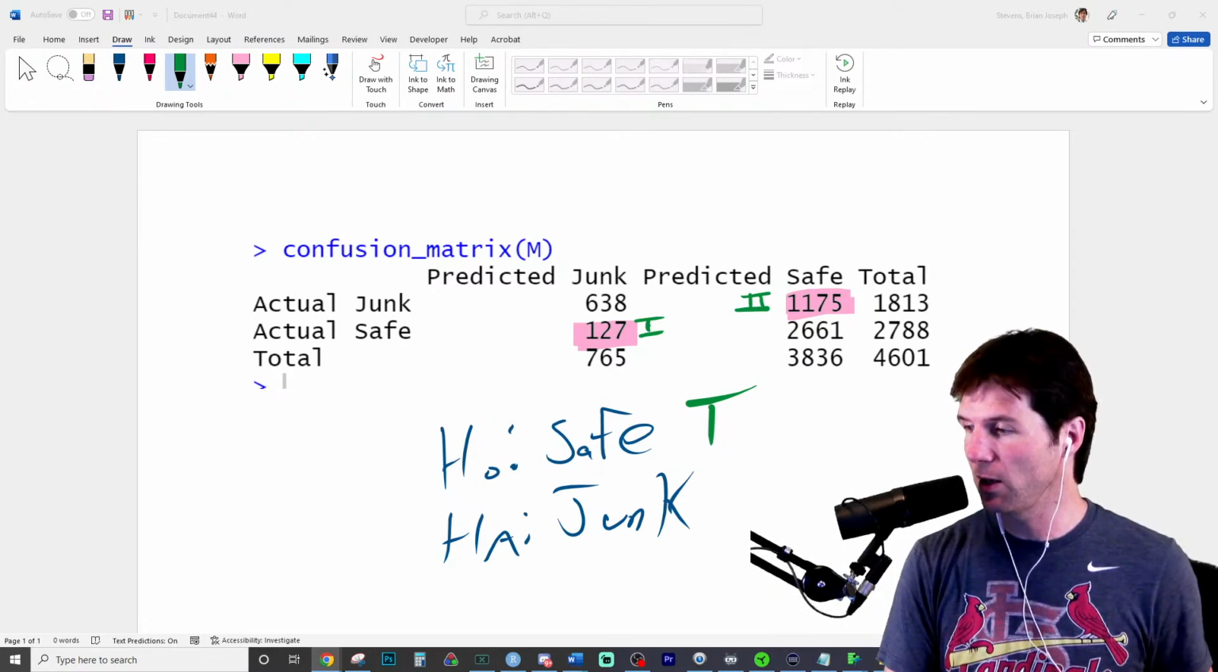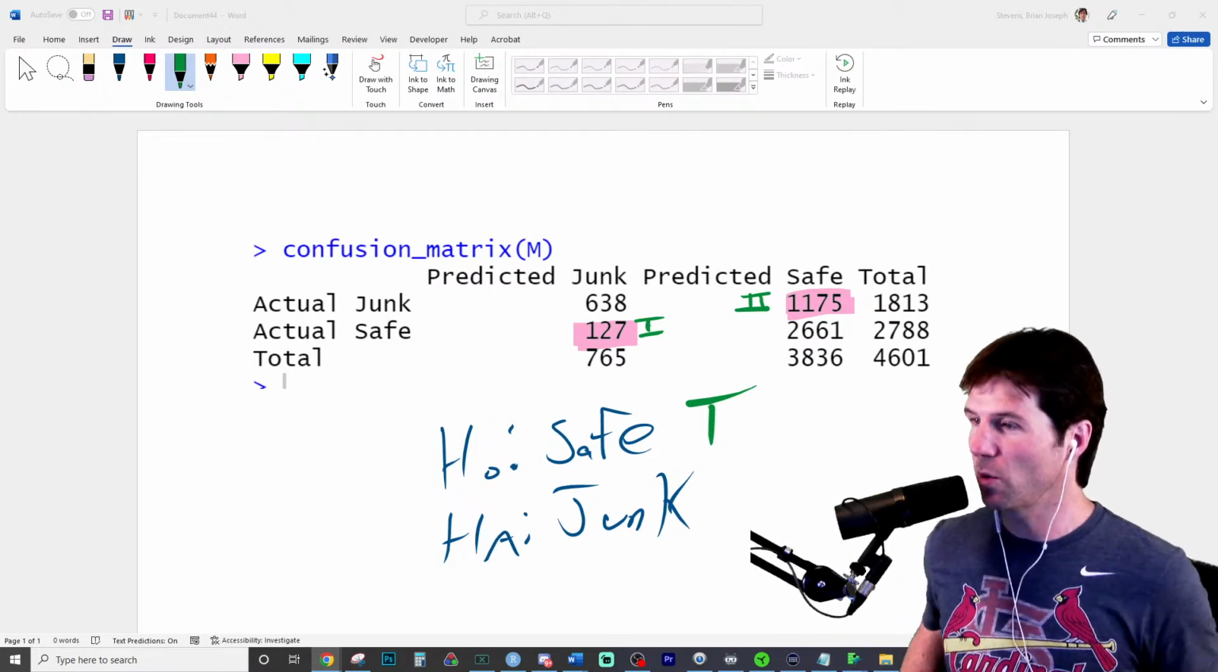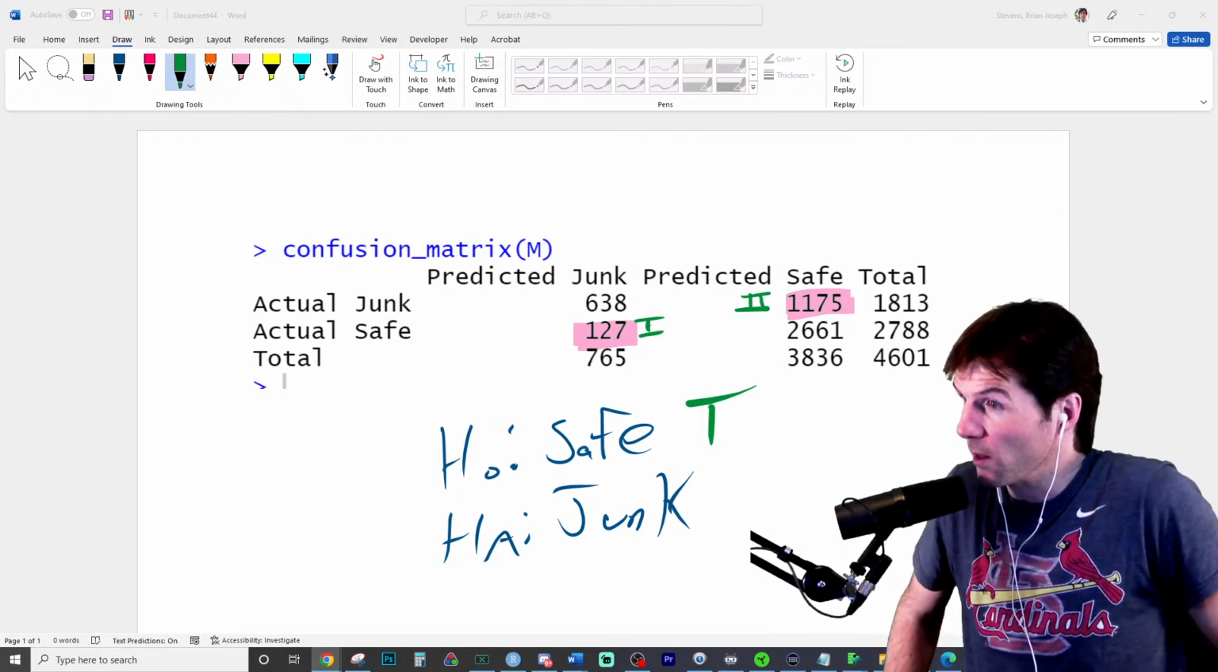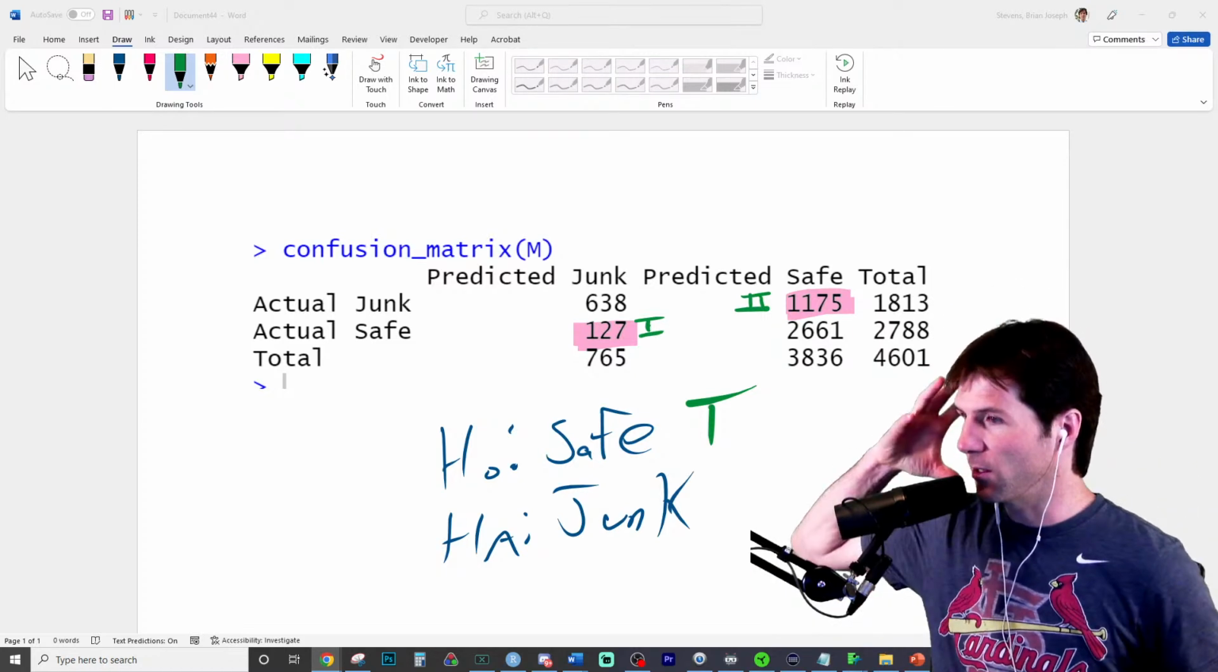These are misclassifications right here. And it relates back to 201. So we always try to connect those ideas with things we've been learning. And sometimes Brian has to review in his head too.